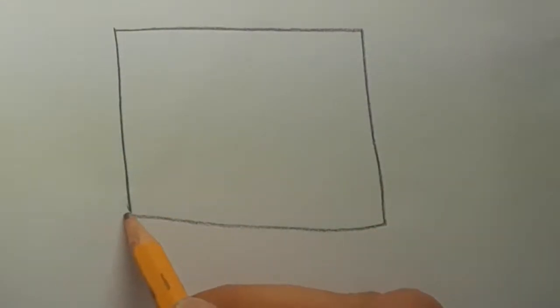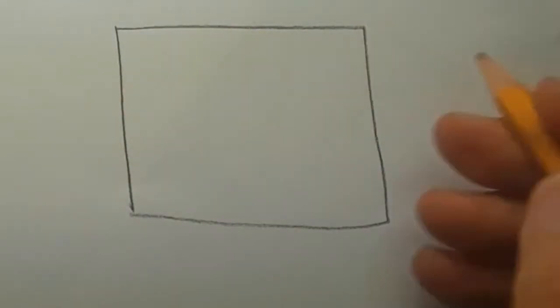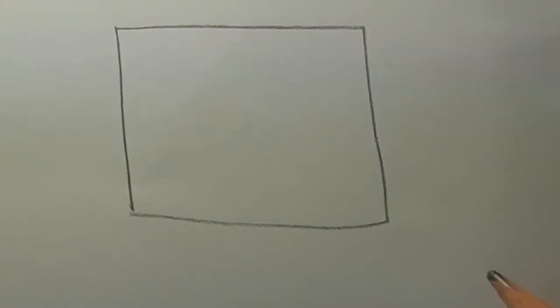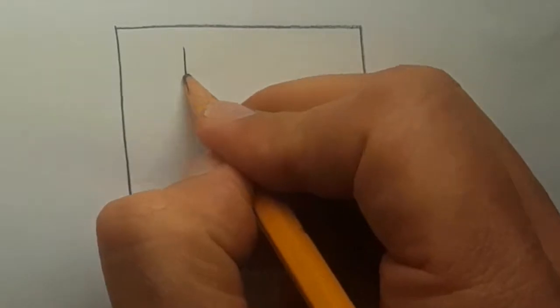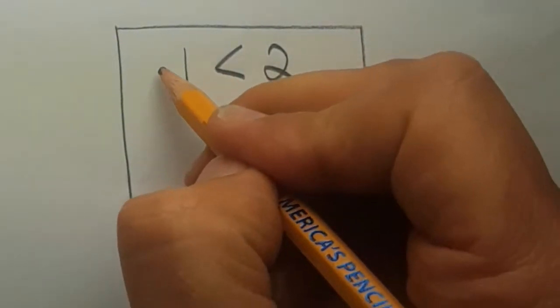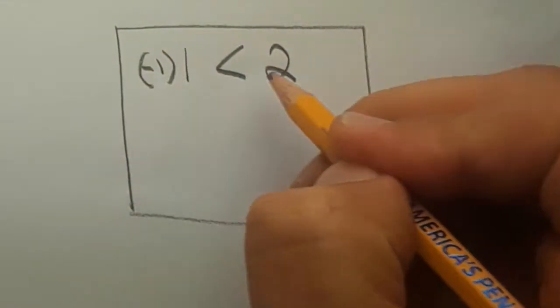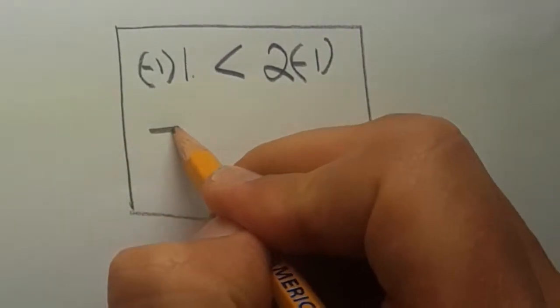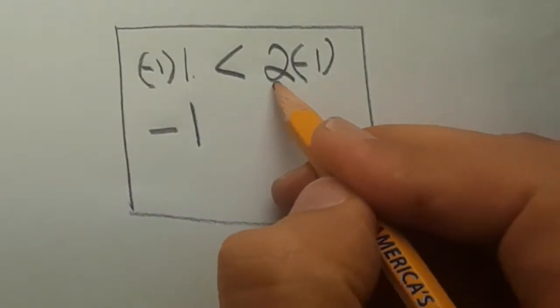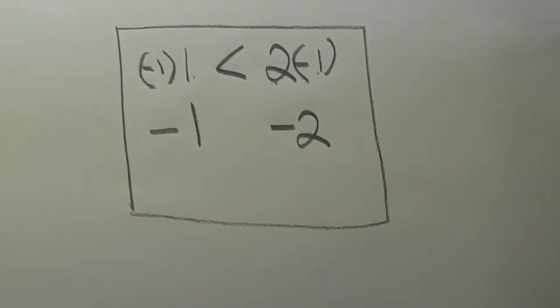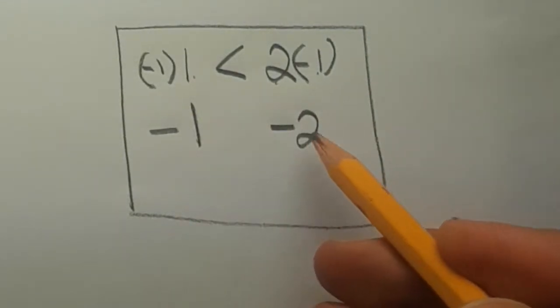You make a little box, whatever you want to do. Just find a place in the side of your paper, and you write an inequality that you know is true, like 1 is less than 2, right? And so you say, okay, 1's less than 2. What happens when I multiply -1 on both sides? Then I have -1 times 1, which is -1, and I have 2 times -1, which is -2. Now, which is smaller, -1 or -2?